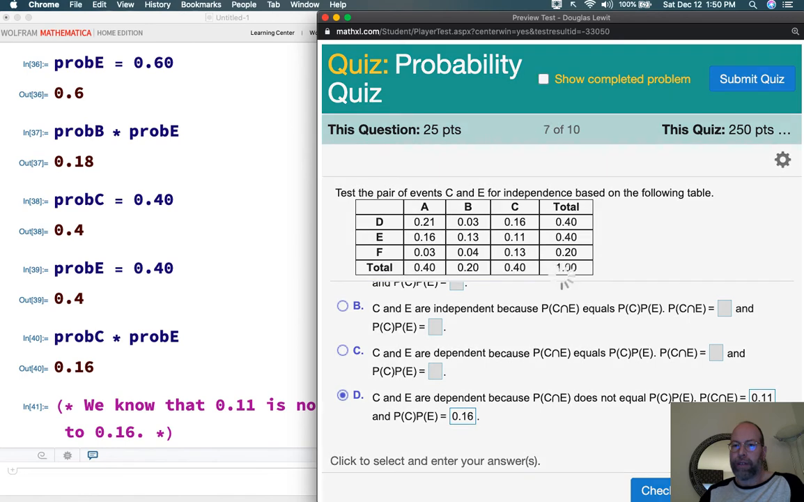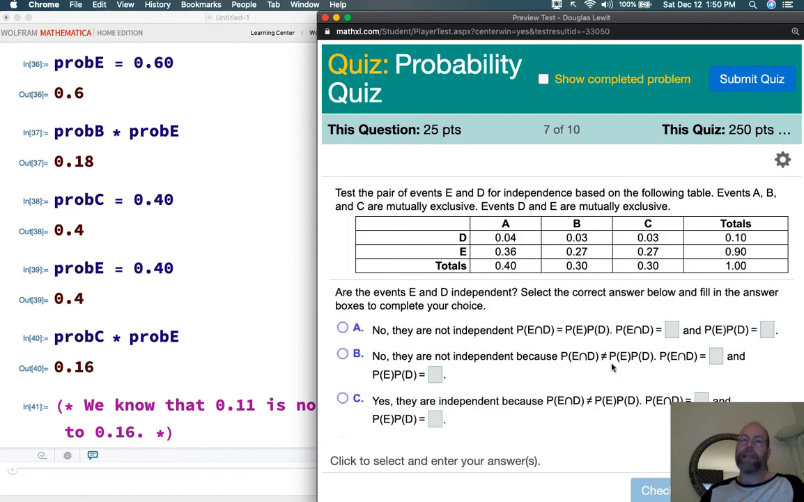Problem number 7. Okay, similar to problems 5 and 6. Test the pair of events E and D for independence based upon the following table. Events A, B, and C are mutually exclusive. Events D and E are mutually exclusive, which means they cannot happen together. Okay, so let me see here.